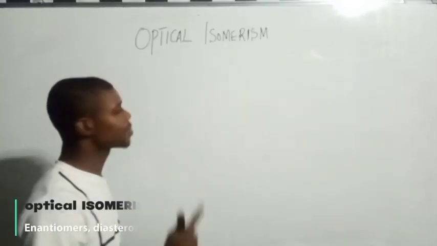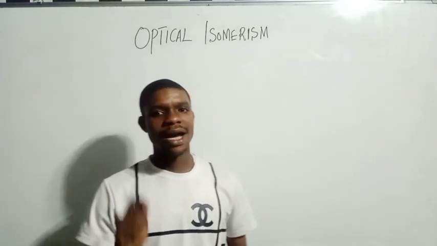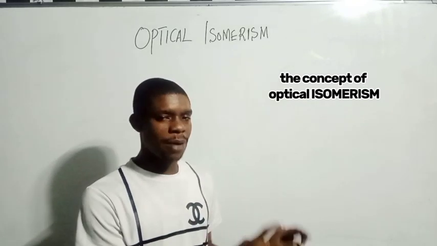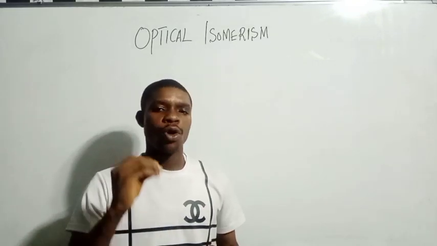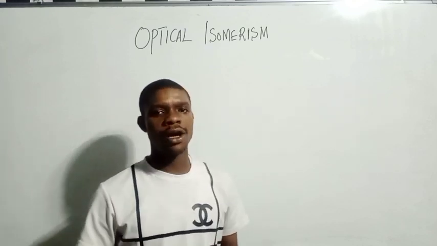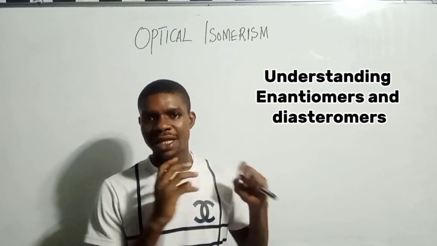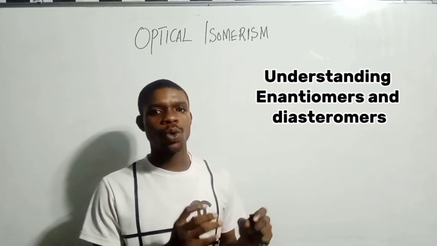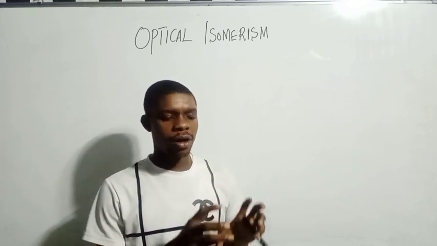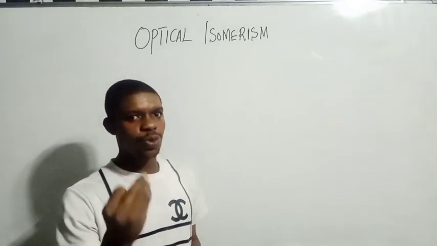Let's focus on optical isomerism. This is going to be a complete video on optical isomerism. In this video, I'm going to explain what optical isomerism is really all about so that you can understand and identify any molecule that exhibits optical isomerism. Then I want to introduce the concept of enantiomers and diastereomers. So many students in chemistry do not understand the difference between enantiomers and diastereomers. In this video, I will go into detail to explain enantiomers and diastereomers so you understand.